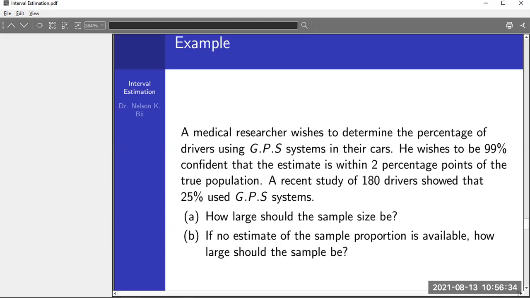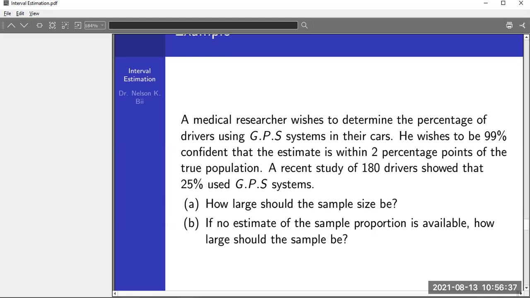Thank you so much, Antonia. That is very clear. So the level of confidence here is 99%, meaning alpha is 1%. Then we are given the amount of the error, that the estimate is within 2 percentage points of the true population. So what does that mean? Yes, 2 percentage points, that is 0.02.